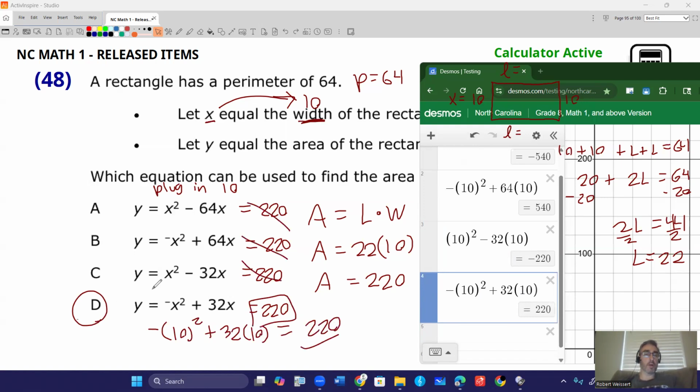These do not equal 220. Using a number helps you determine the area without using algebra. Now, I'm going to erase all this and do it with algebra. If you're good on this one, move on to the next question.